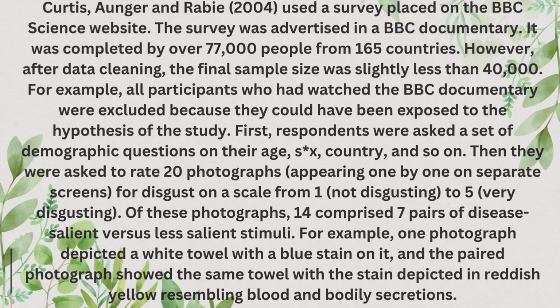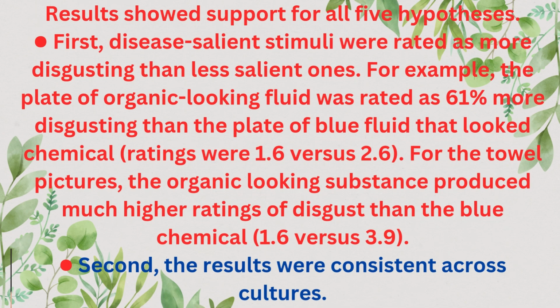So the results showed support for all 5 hypotheses. First, disease salient stimuli were rated as more disgusting than less salient ones. For example, the plate of organic looking fluid was rated as 61% more disgusting than the plate of blue fluid that looked chemical. Ratings were 1.6 versus 2.6. For the towel pictures, the organic looking substance produced a much higher rating of disgust than the blue chemical.